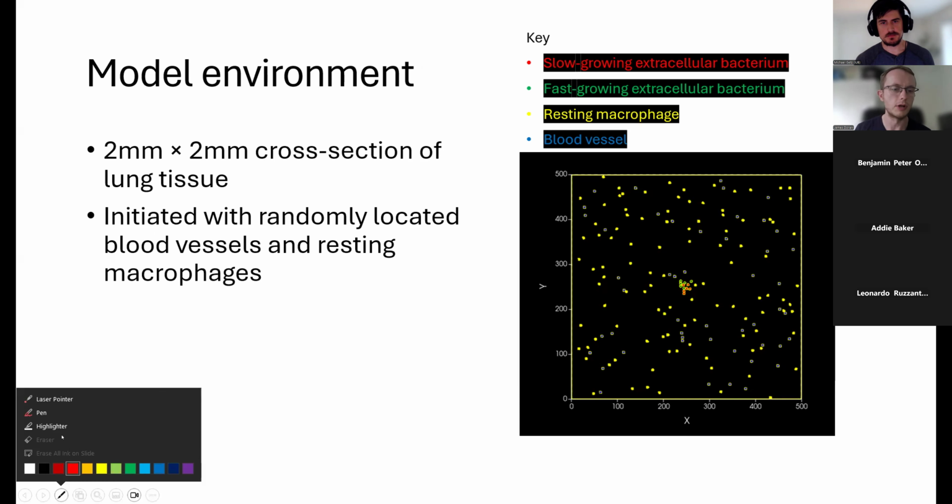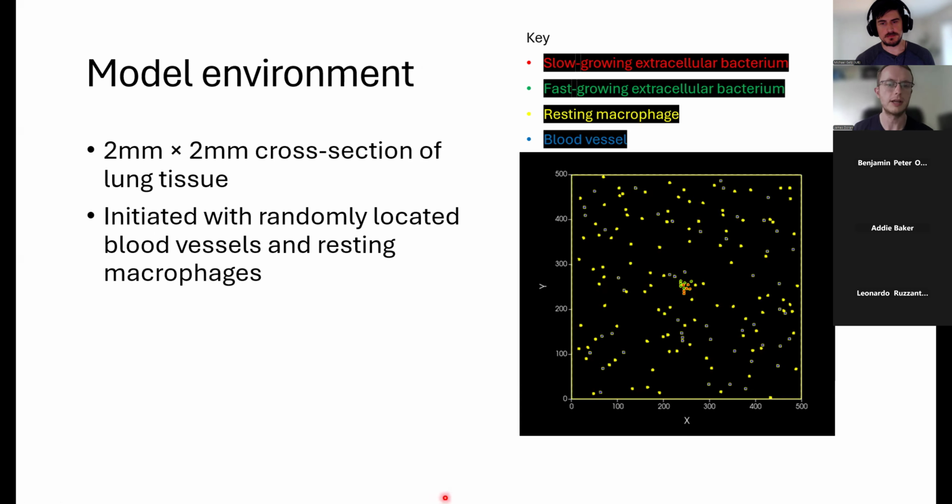We've initiated our model with a load of randomly placed blood vessels and resting macrophages, with the exact numbers based on biological literature. Any of these blue cells are the blood vessels. I don't know how clear that is, but these are blue. And any of the yellow ones are the resting macrophages, which are just there in general within your lung tissue, even when there's no infection, as a background level, so that they are there to respond if an infection does take hold.